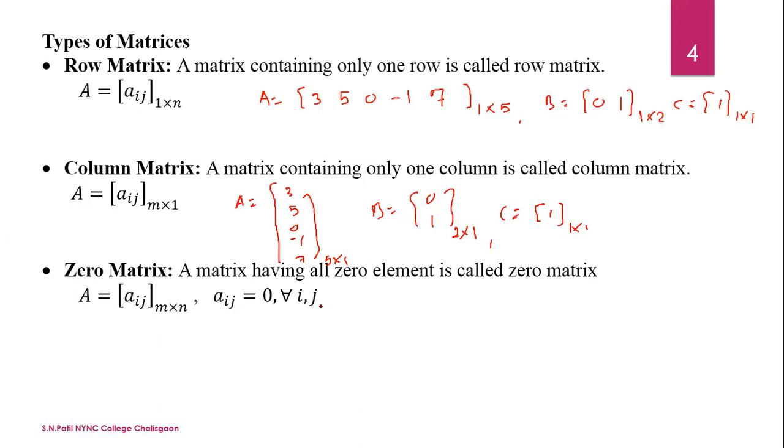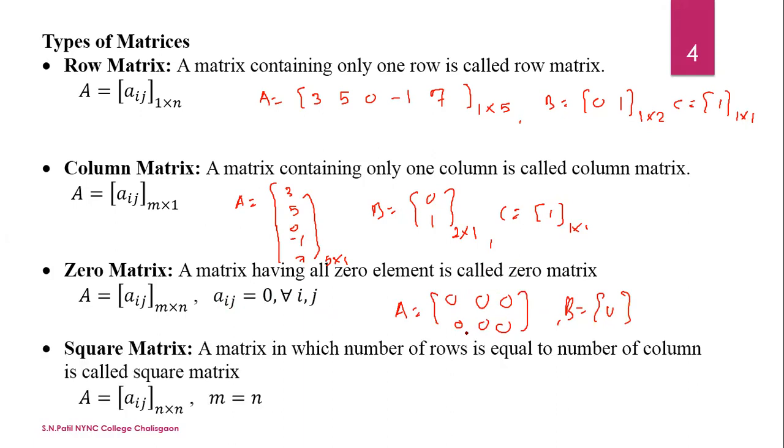Okay, i is running from 1 to m and j is running from 1 to n. For example, A is equal to 0 0 0 0 0 0. So this is the zero matrix. B is equal to 0. This is also a zero matrix. All the entries are 0. Okay, that is the zero matrix.